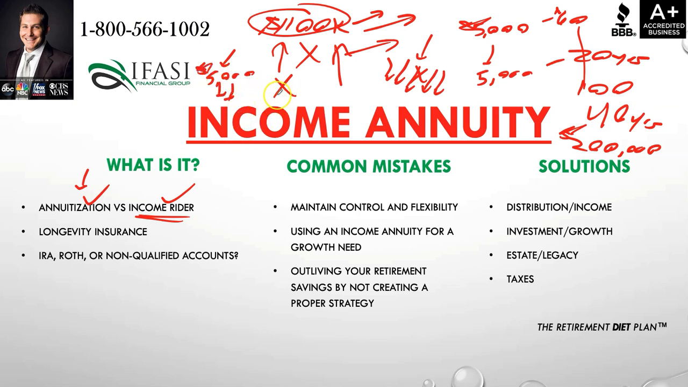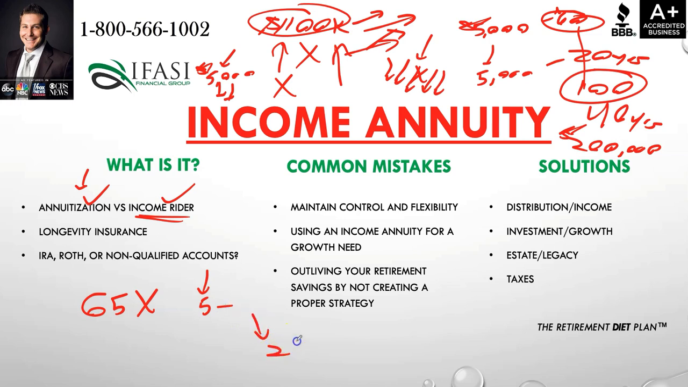Let's say, play devil's advocate, this person didn't live to age 100. Let's say they started at age 60 and they passed away at age 65. In this situation, they would have given up control of $100,000 of their own monies. They would have received $5,000 per year. It would have only lasted 5 years. They would have received a total of $25,000, and then they passed away.